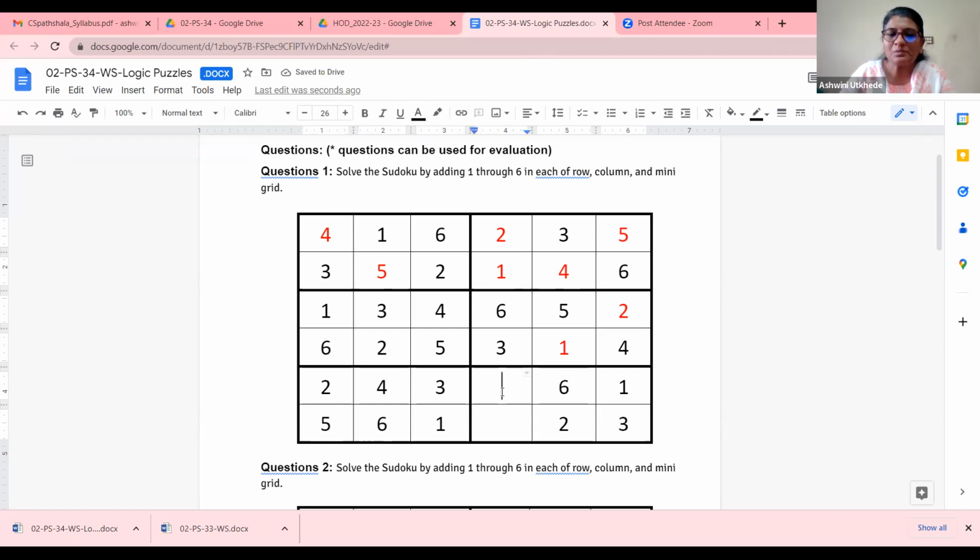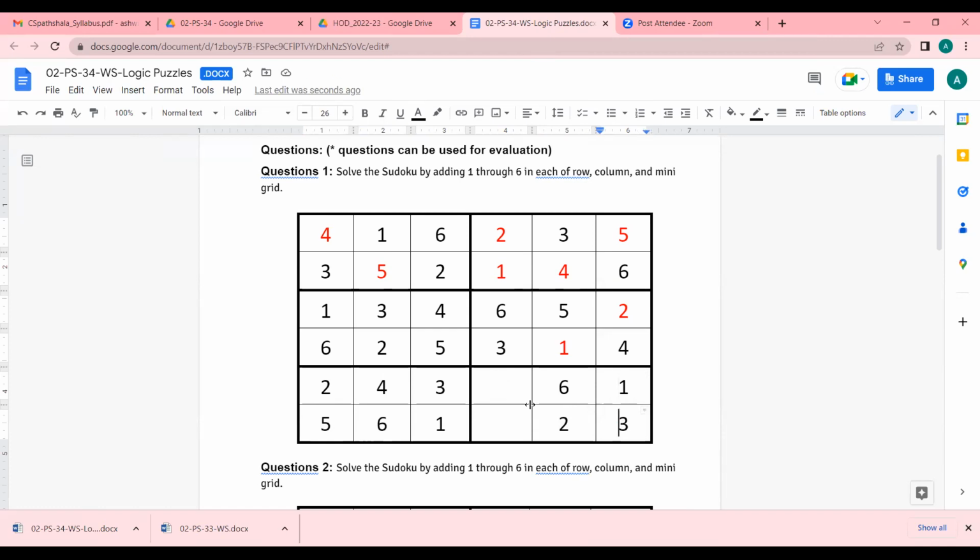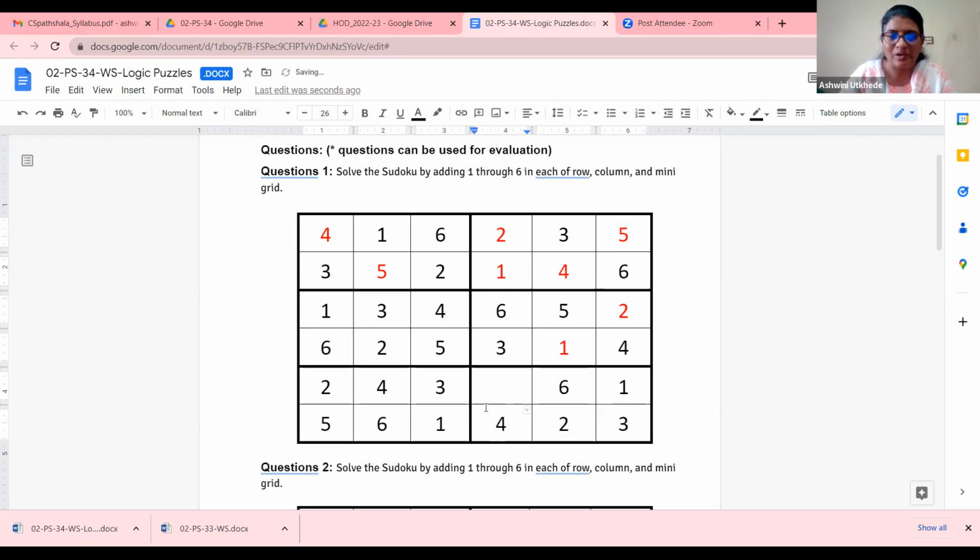And now the last mini grid. We already have one 5 there, and 2, 3. 4 is to be placed. Where will 4 go? Below. Below means where? The first column, second row. 4 goes here. And the remaining cell is filled with 5. That will be completed. Yes, I got it, teacher.